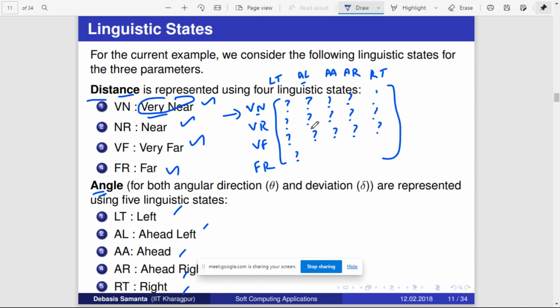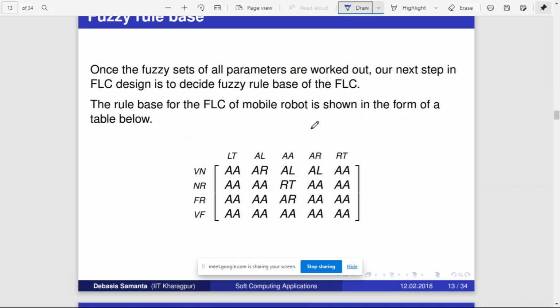Okay, so let us assume that this matrix is given like this. What it means is, if the object is very near and to the left of the robot, so the robot is here and the object is here, so it's very near and to the left, then what the robot should do is AA, it should go ahead. For example, if the robot is following this path, or any path, it should go ahead, okay.